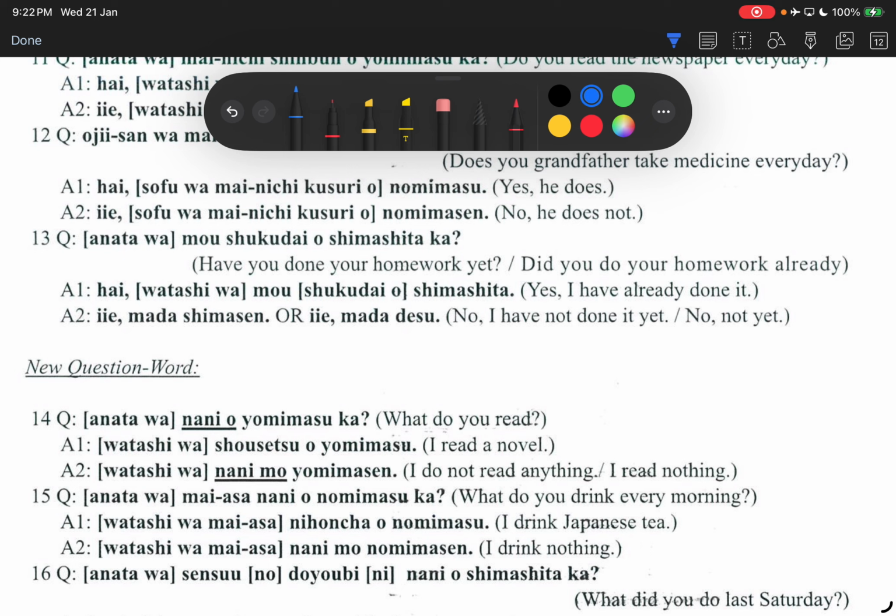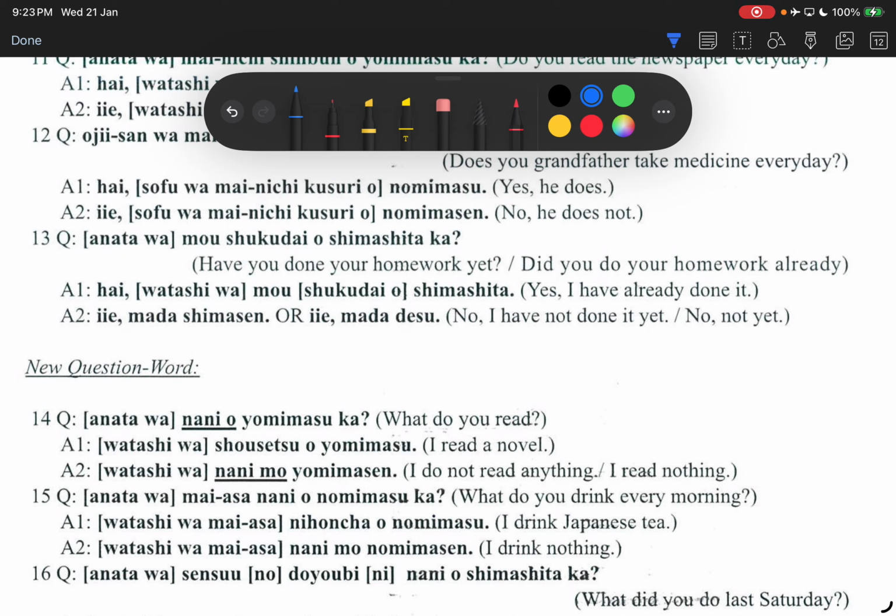So over here, new question word. When we have a verb that we need something to interact with, of course the something must be a what. So nani. In this case, the new question word, nani o yomimasu ka? So what do you read? What are you reading? Shousetsu o yomimasu. Then I don't read anything. Nani mo yomimasen. I'm not reading anything.